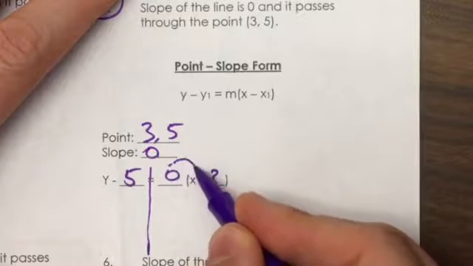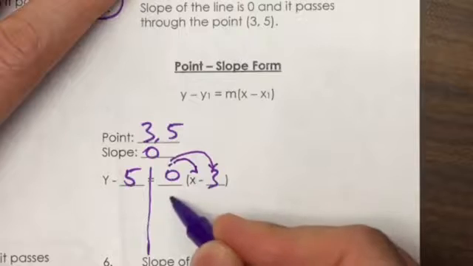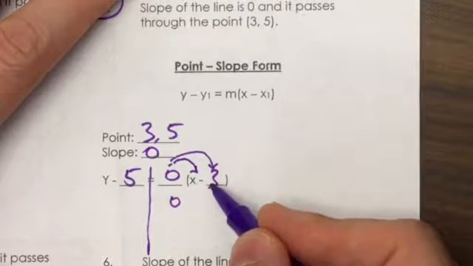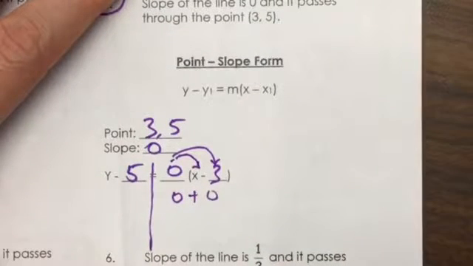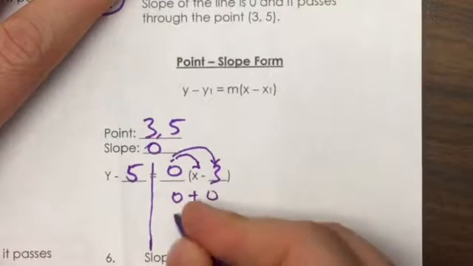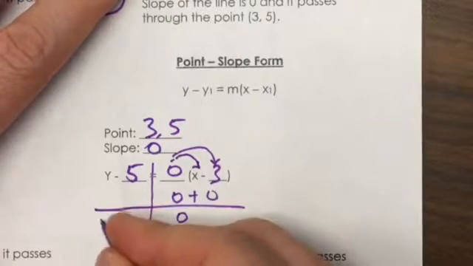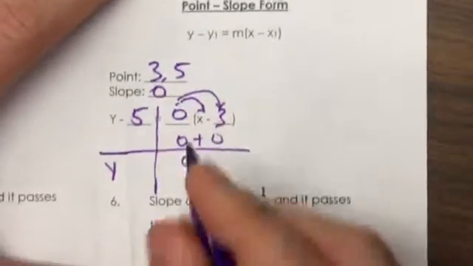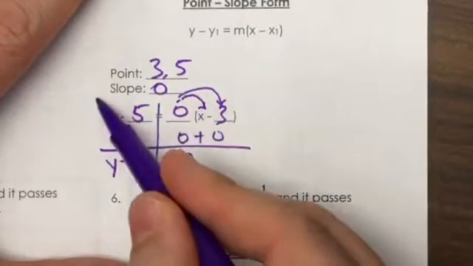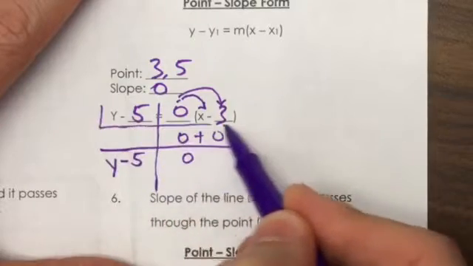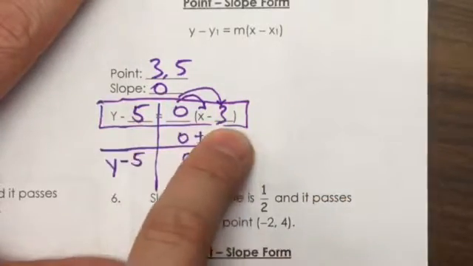Even if you're thinking, oh, I distribute. Yeah, you do, but what's 0 times x? It's 0. What's 0 times -3? It's 0. So you're left with a bunch of zeros over here, right? 0 plus 0 is 0. So you have nothing but 0 on the right-hand side, and that's a good thing. It's easy to work with. On the left-hand side, I have y minus 5. Now, if you wanted to just stop right here, that's your point slope form. If you want to stop right there, it's acceptable.